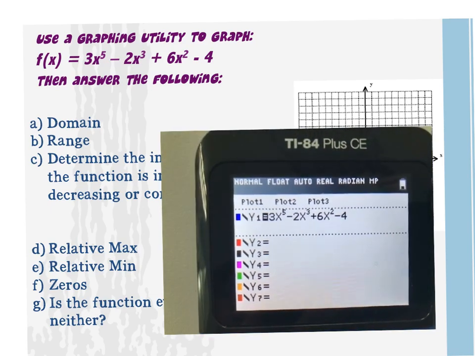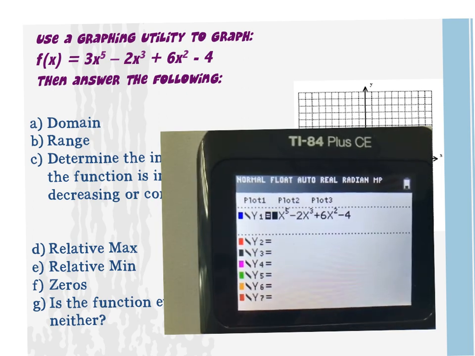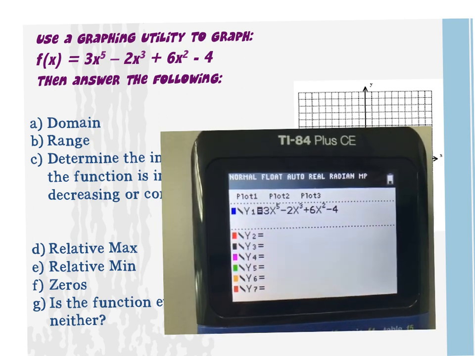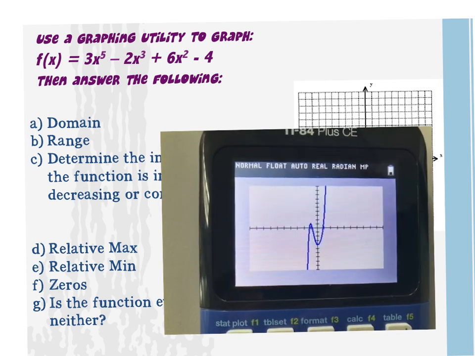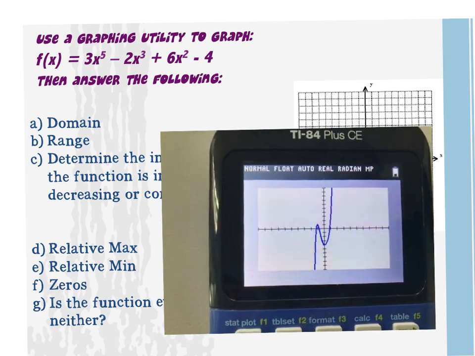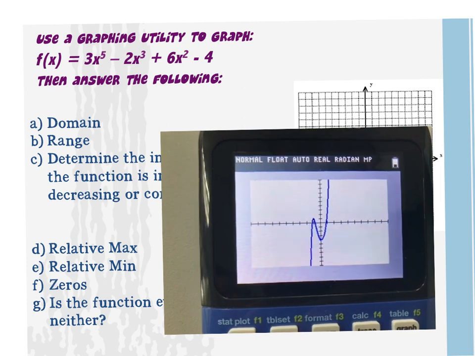Okay, so this question said use the graphing utility to graph the function, then answer the following questions. So this is obviously I would type in, I hit the y equals, I type it in, I hit graph, and I get this graph. This window was originally set to negative 10 to 10. This time I didn't have to adjust it, okay?